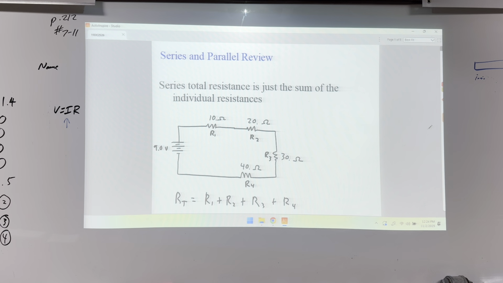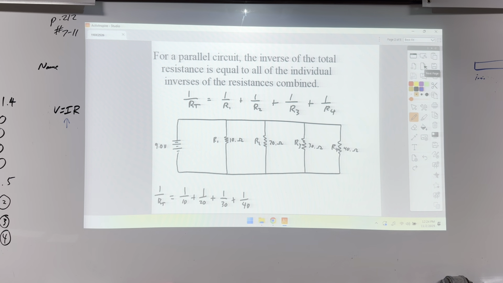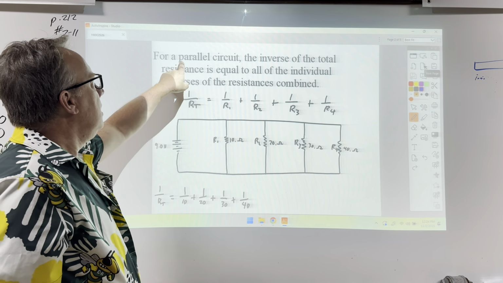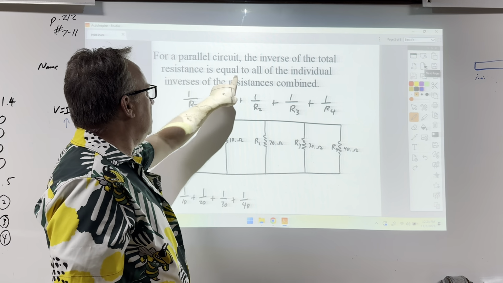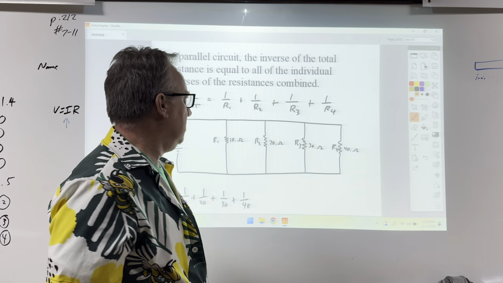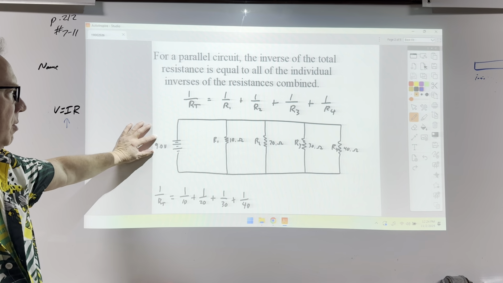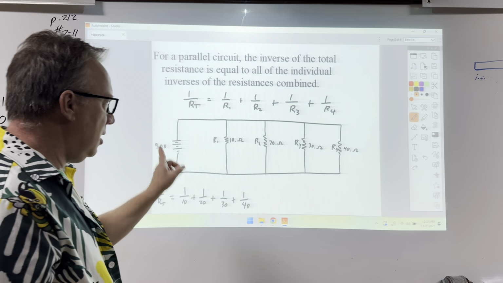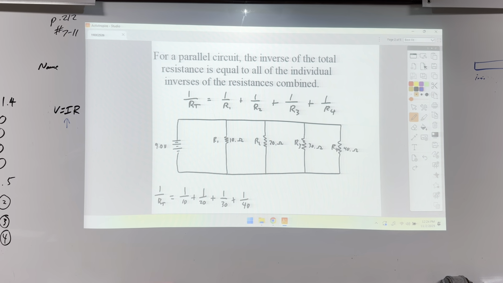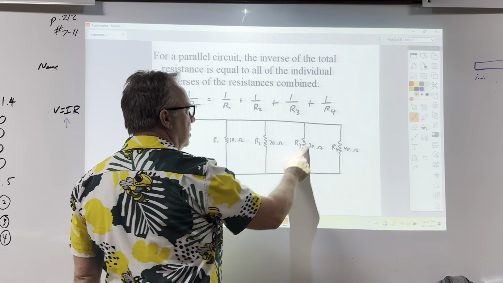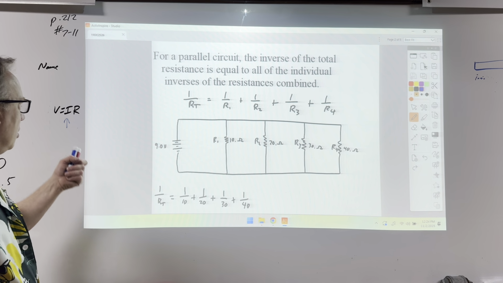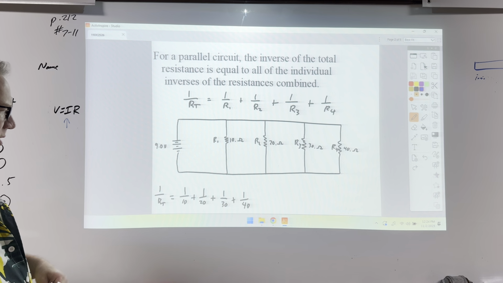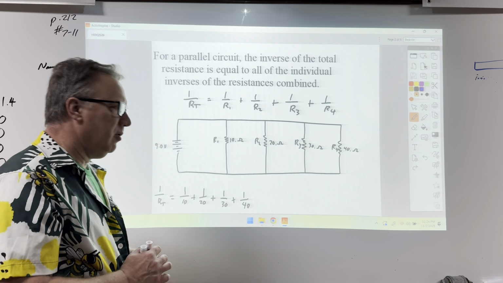Parallel. How do you do it? You can't find the total resistance directly, you can find 1 over the total resistance. And then the inverse of the total resistance is equal to all of the individual inverses. So if I again have a 9-volt battery, and again have a 10 ohm, 20 ohm, 30 ohm, and 40 ohm resistor, but this time in parallel, some of the current goes here, some of the current goes here, some of the current goes here, some of the current goes here. Remember, we're going to be looking for I, but first we need the total resistance. And the total resistance is 1 over 10 and 1 over 20 and 1 over 30 and 1 over 40.